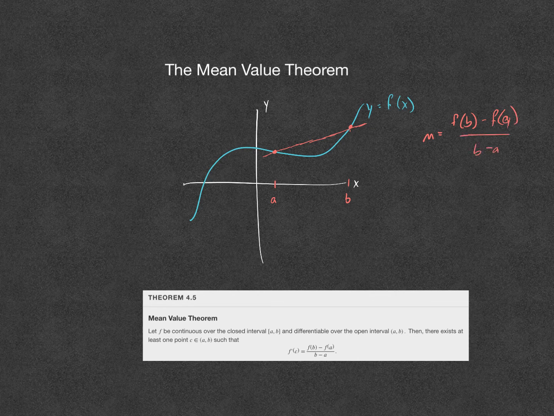So the slope of the line connecting those 2 points, there is some point inside of that region, inside of that interval from a to b, that would have the exact same tangent line. And I'm going to put it right there because that's where it looks like it would approximately be. Okay, there is some point C in there that has the exact same tangent line. So I could find a point C such that f prime of C, the slope at that point, is equal to the slope of the line connecting the 2 points.